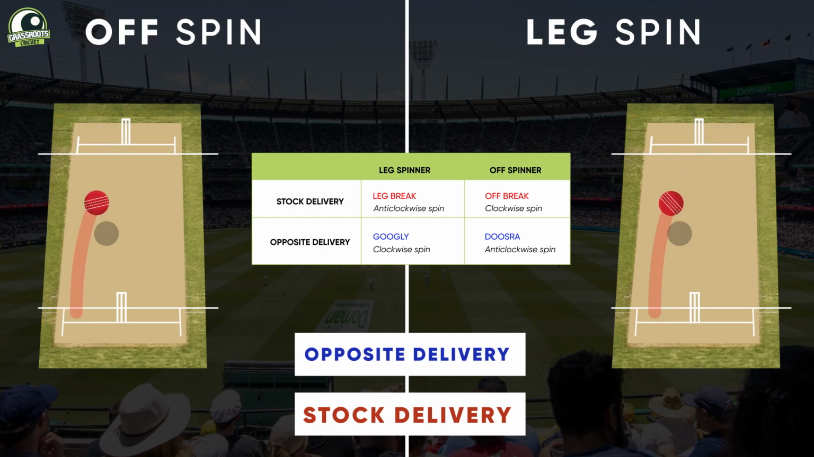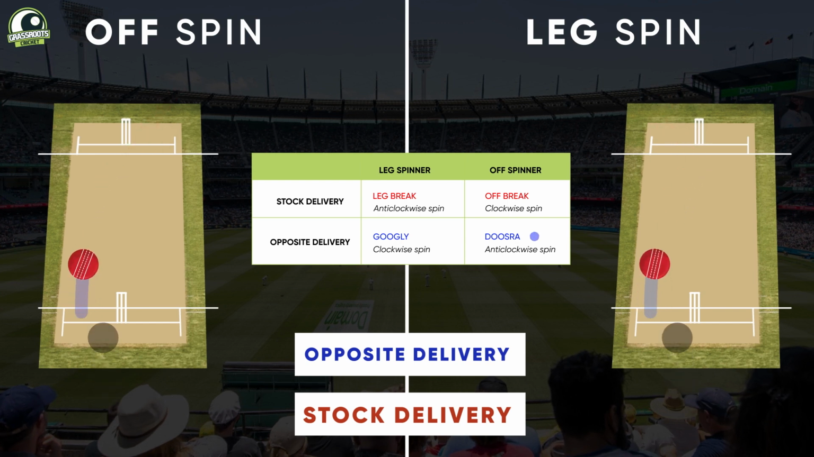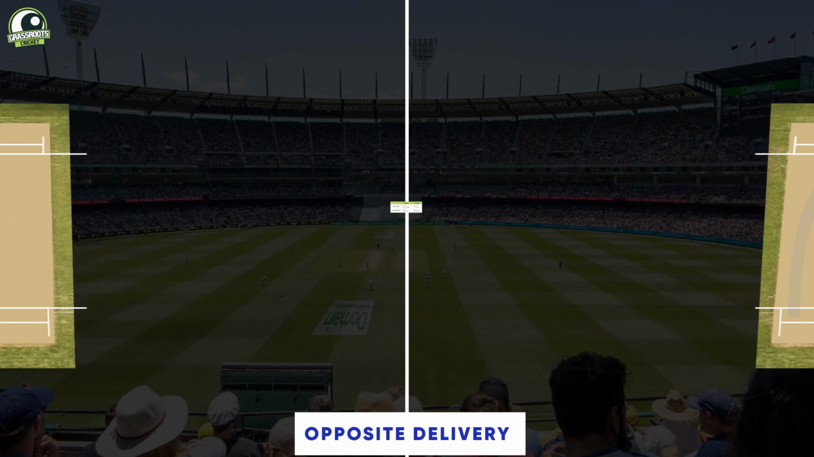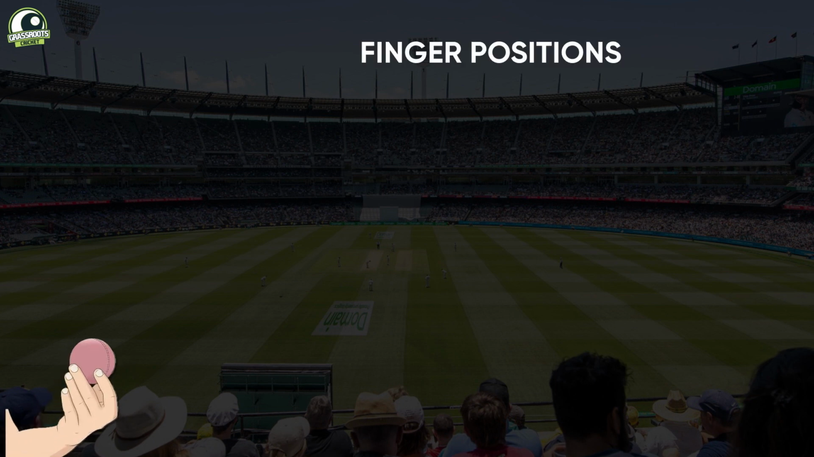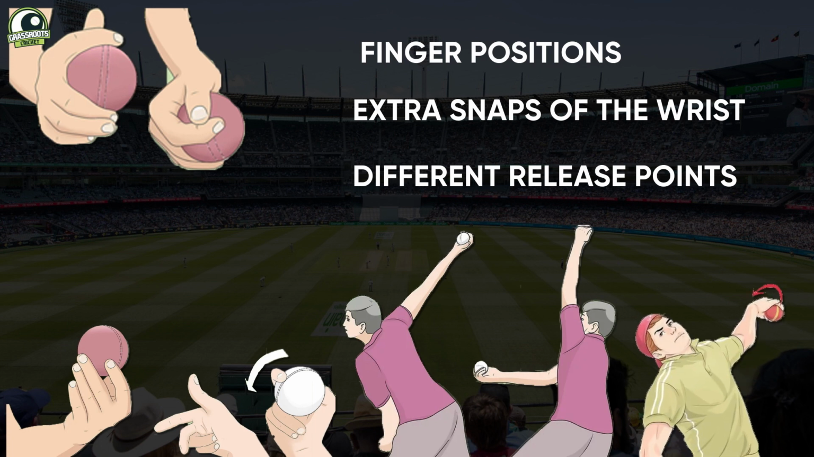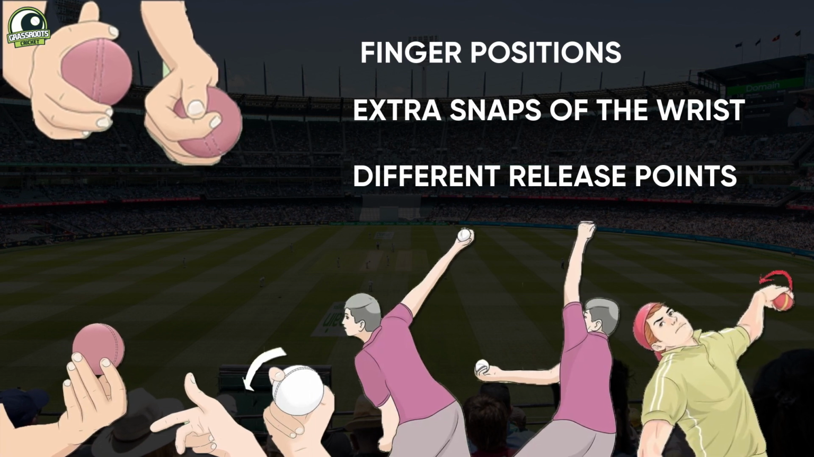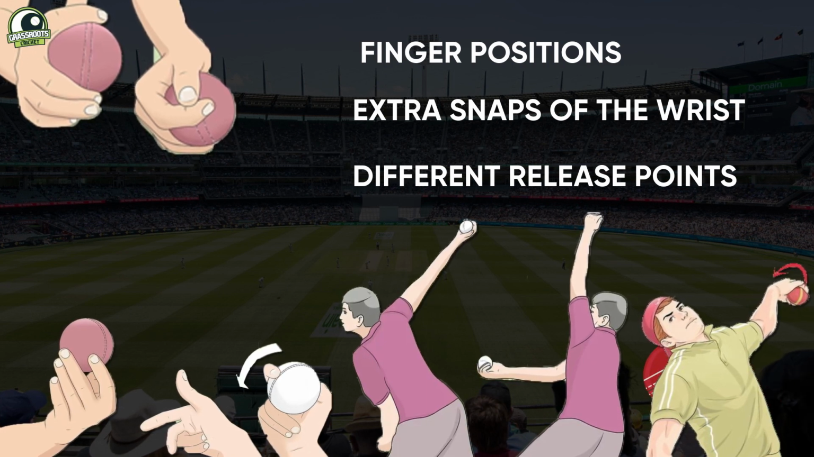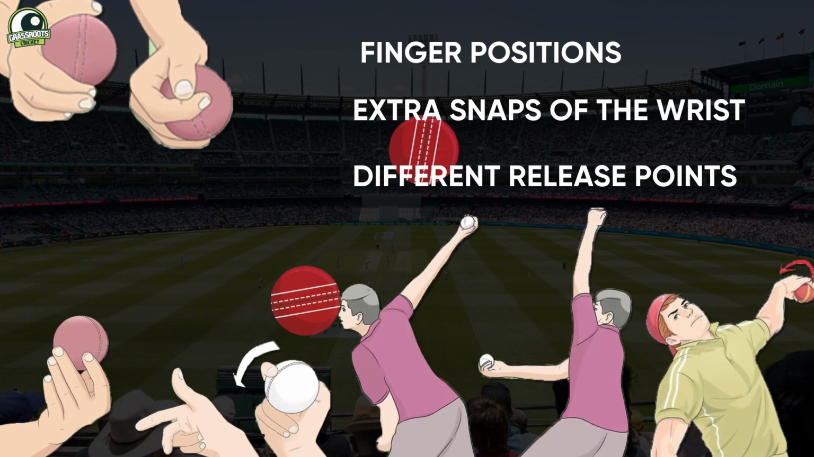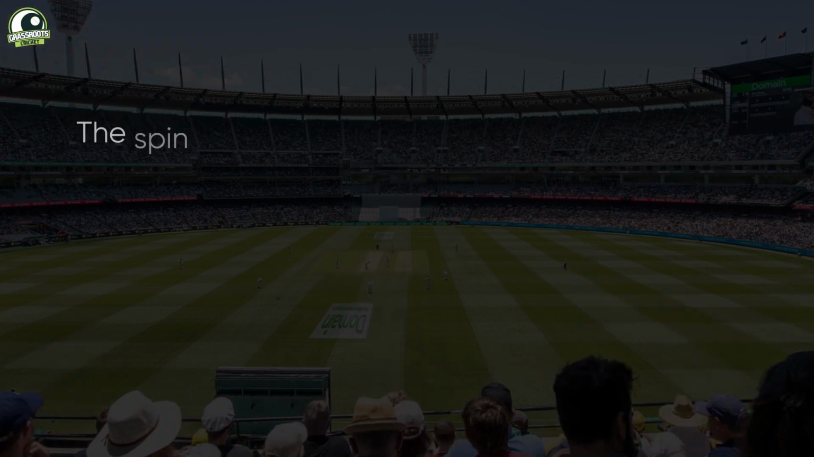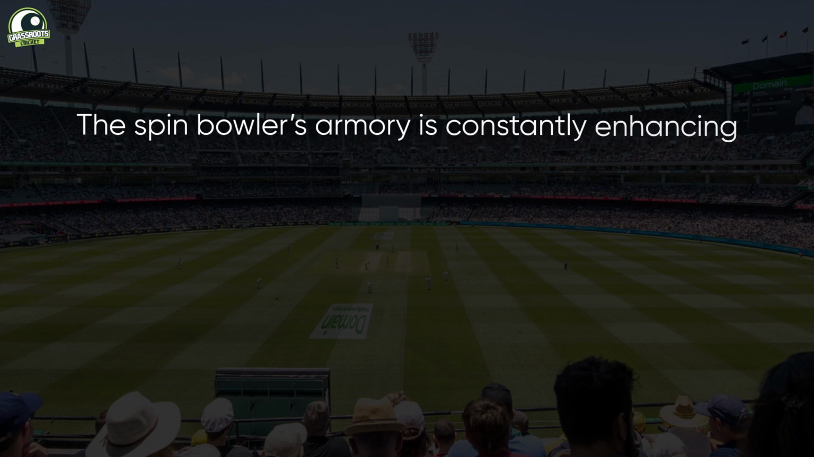The opposite of a leg break is called a googly, and the opposite of an off break is known as a dusra. And the list of deliveries goes on, accounted for by minute variations in finger positions, extra snaps of the wrist, different release points, etc. These are seemingly insignificant changes that all serve to cause the ball to move in new and different ways, consequently mystifying batters. As a result, the spin bowler's armory is constantly enhancing.